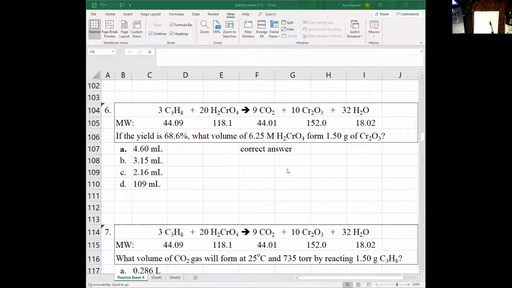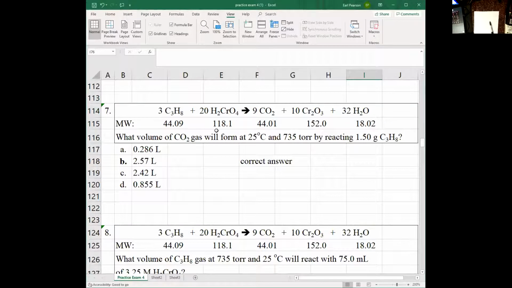And moving right along, we're all the way up to number 7 now. What volume of CO2 gas would form at 25 degrees and 735 torr by reacting 1.5 grams of propane? Okay, here we go. We got propane, and this is number 7. It's C3H8, and the equation has 3 of them. And we are asked about oxygen, carbon dioxide, the CO2. We've got 9 of them.